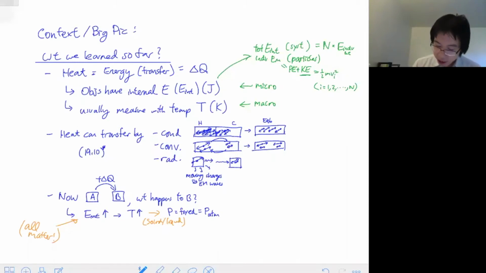So as a result, since the pressure is fixed, how will it react? It will usually react by the volume increasing. Let me make this delta to emphasize this change, right? So the volume will increase. That's the only way it usually reacts. And how much, now, you ask?